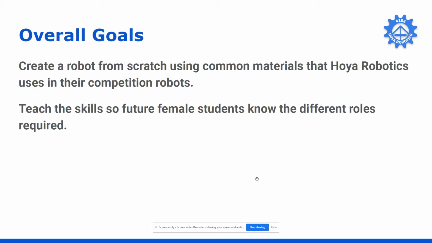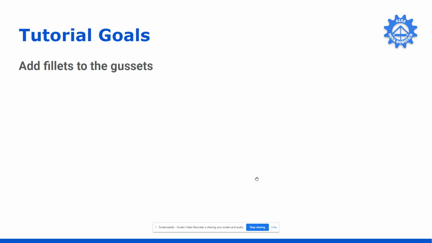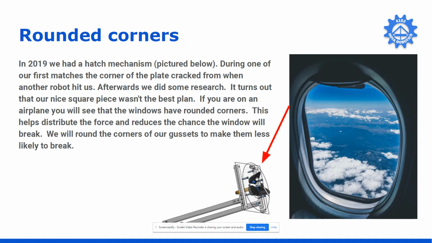So the overall goal for these tutorials is to create a MiniBot and develop the skills that we are using on our team, and we're running this with a group of girls, grades 5 to 10, to teach them how to be on the team in the future. So today we're going to add fillets and a little background behind it.